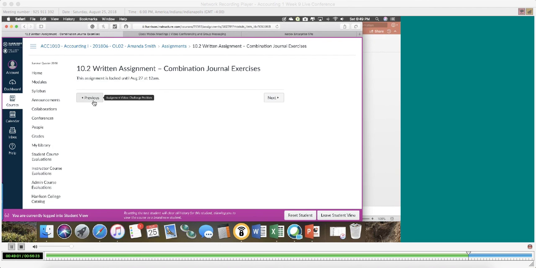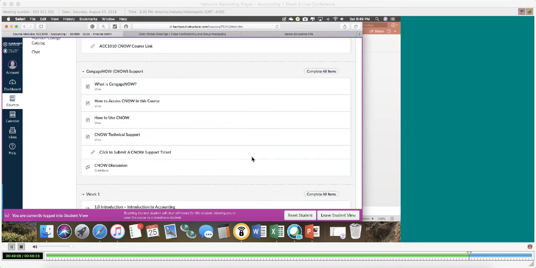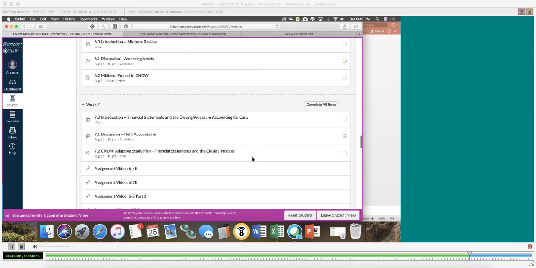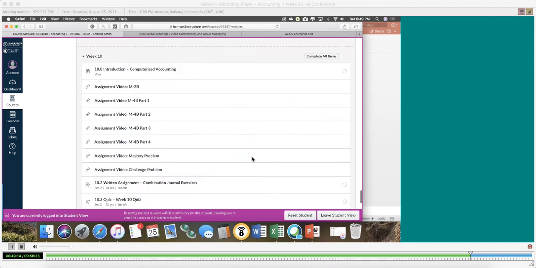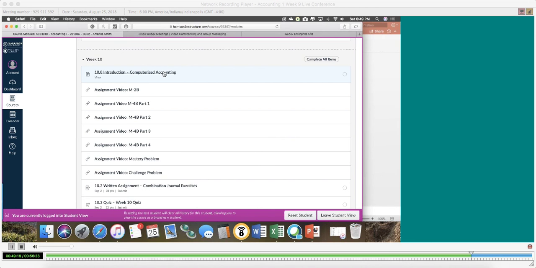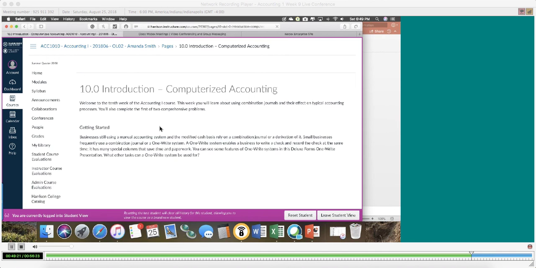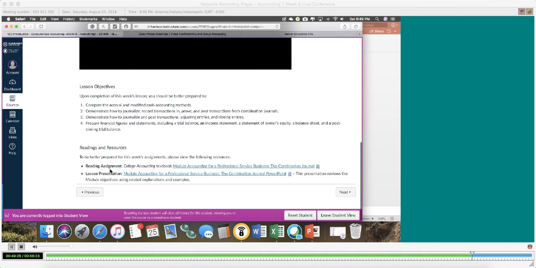It should not be locked. To get the instructions and the textbook material for the combination journal, you're going to have to go to Introduction. And then your reading assignment is down here. It's a PDF file that you will have to read for next week. And then it also has the assignment.